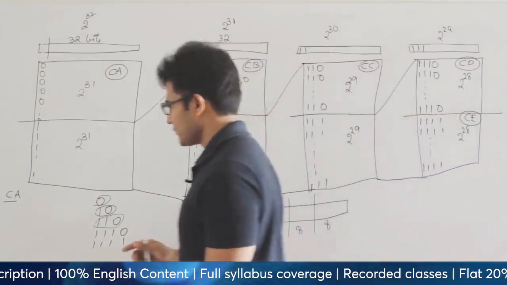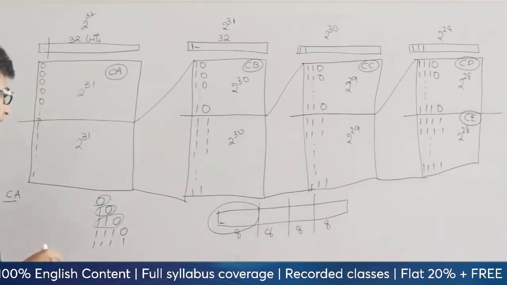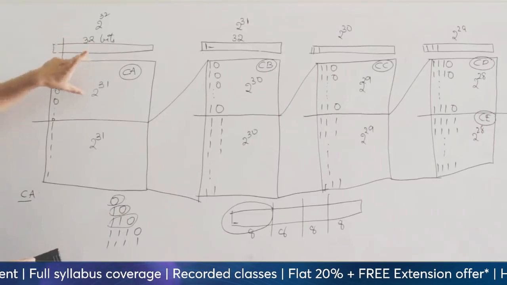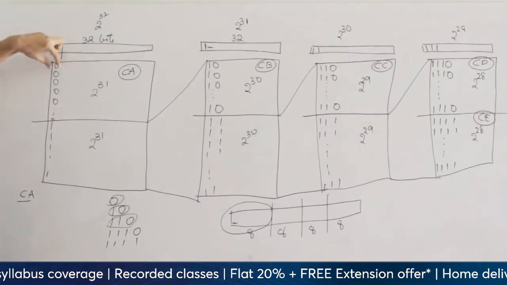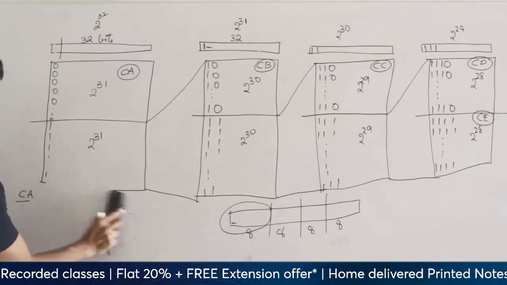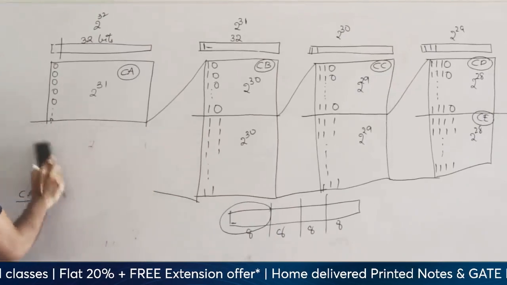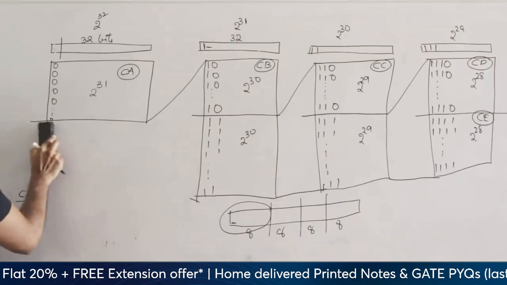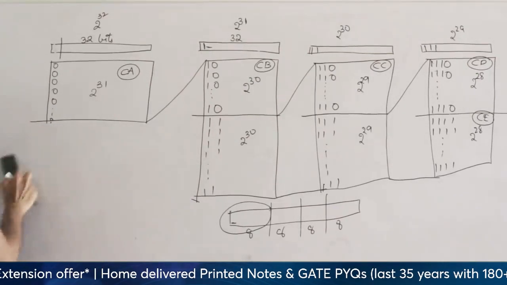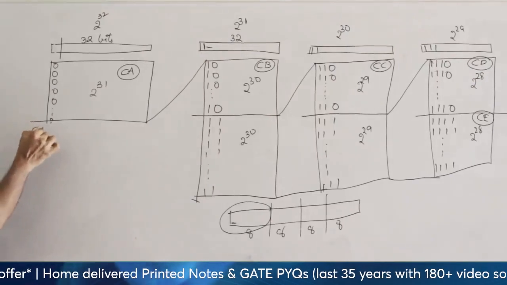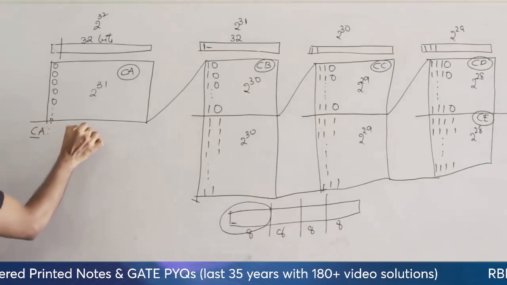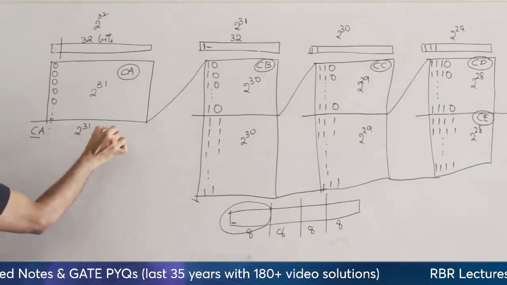Let's talk about class A first. I am just examining class A here. You know that class A starts with 0 and there are 32 bits. I want to talk about class A. The first point is that the number of IP addresses in class A is 2 power 31.